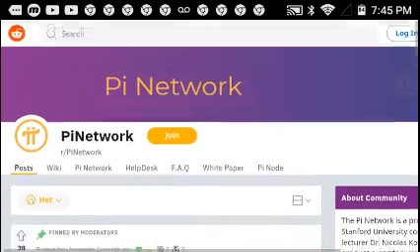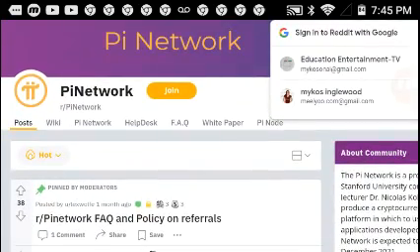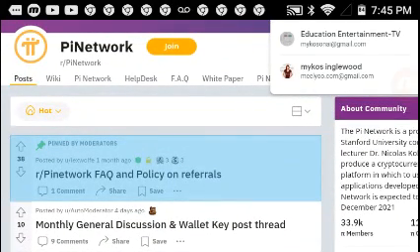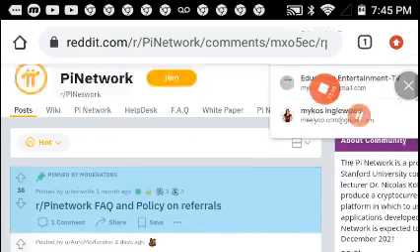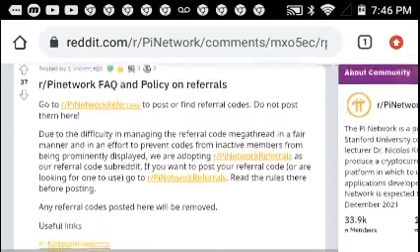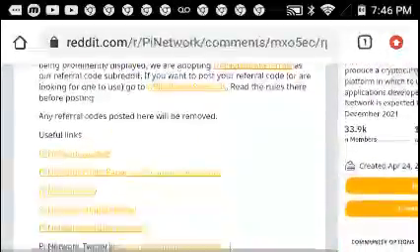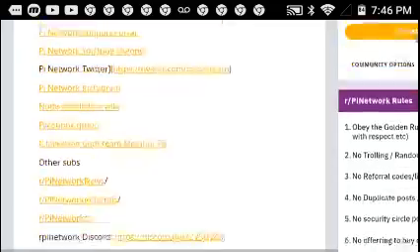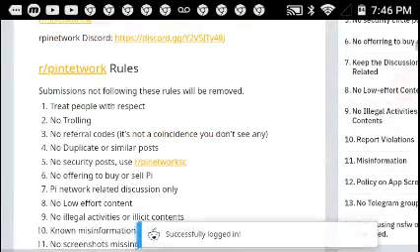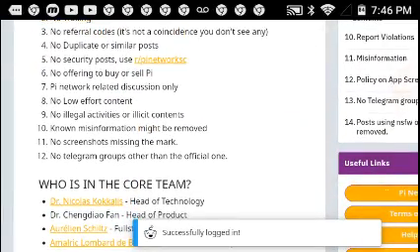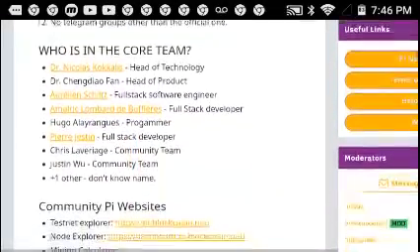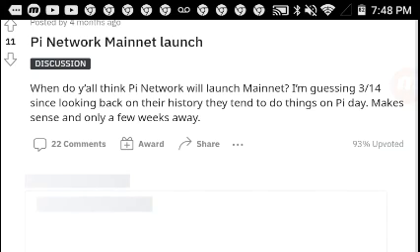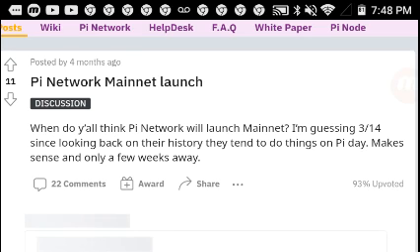All right, over here looking at the Pi Network Reddit, and many of us have been trying to determine this launch date. Okay, looks like I had to log in to be able to see the site. Yeah, that's what my problem was. Excuse me. Okay, so I think I got through my technical difficulties now.